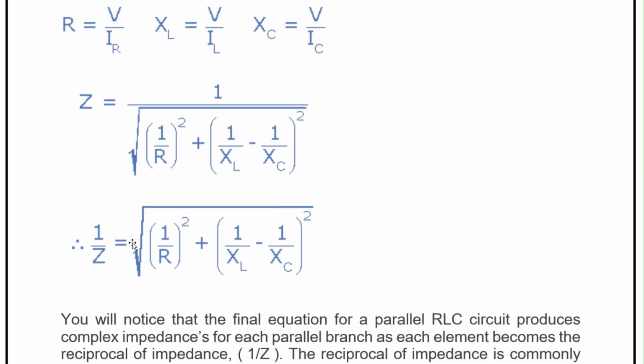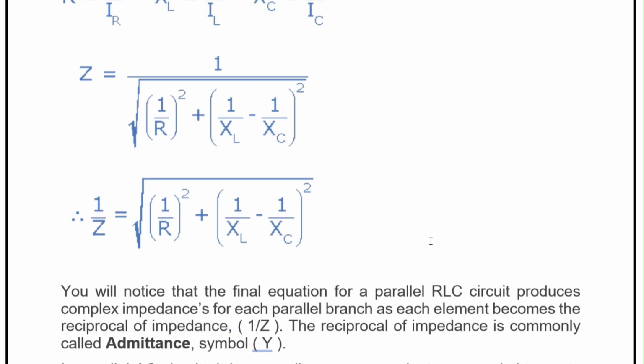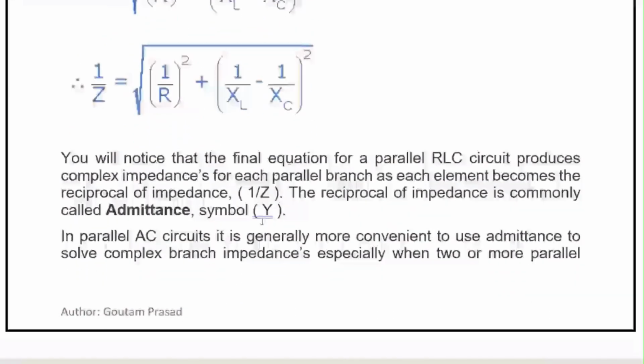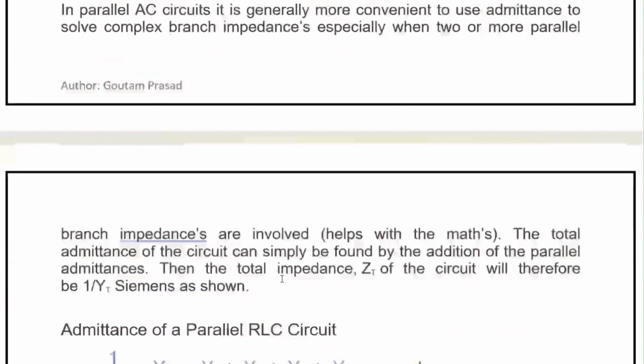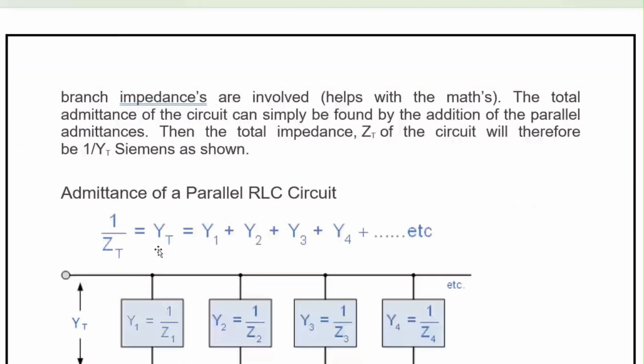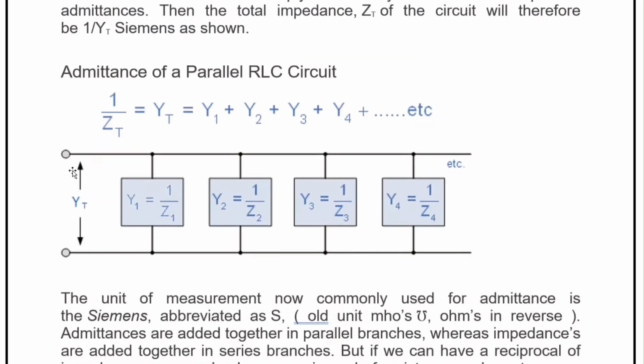Okay, so 1 upon Z will be what? This much of thing. 1 upon Z is called admittance, and the symbol is Y. So this whole thing ends up as 1 upon ZT equal to YT, which is Y1 plus Y2 plus Y3 and so on. So the admittance of the parallel circuit can be calculated in this manner. The parallel circuit has been shown here. Y1 is equal to 1 upon Z1, Y2 equal to 1 upon Z2, Y3 equal to 1 upon Z3.